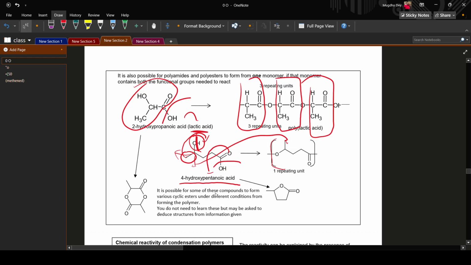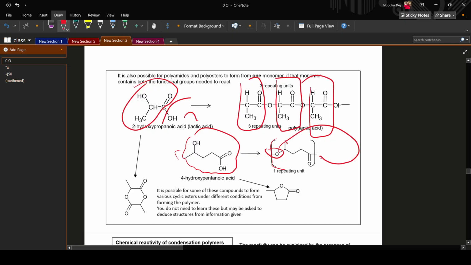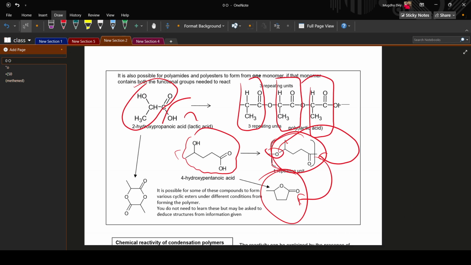Also, it is possible for some of these compounds to form various cyclic esters under different conditions, instead of forming the polymer. You do not need to learn these, but may be asked to deduce structure from the information given. Some of them can produce cyclic ester. You can clearly see this acid down here, this is like an ester, isn't it? If you join this part down here, it becomes an ester. So what they're trying to say is that the same thing gets produced but in cyclic form sometimes, but it's very rare. So you don't have to remember this, they just told you for clarification.